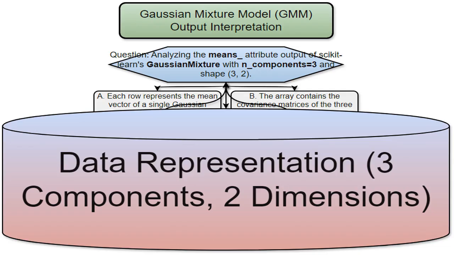This line summarizes that we have a model with 3 Gaussian components, 3 bell curves, and each data point has 2 features. It's in 2-dimensional space. This information is essential for interpreting the shape of the means array.